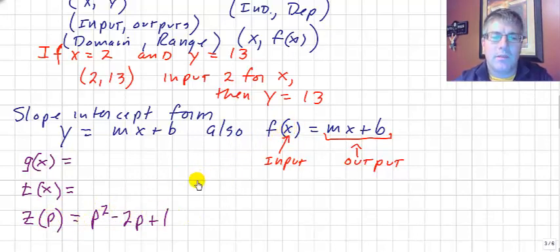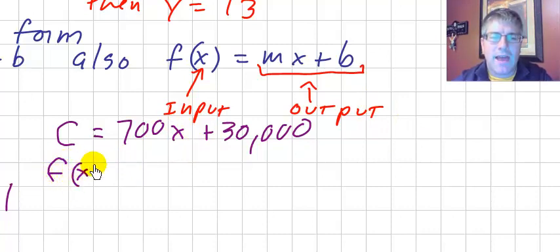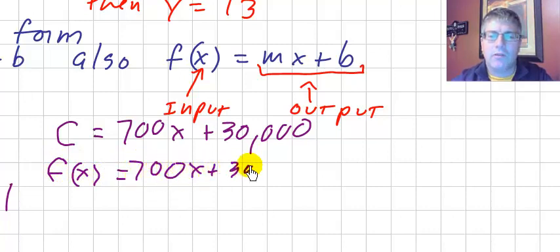So we had a question on the most recent test where cost was equal to like 700x plus, I don't know, 30,000. Where our output was our cost based on the number of items. And it said, if we had 900 items, what would our cost be? So our function f of x would be 700x plus 30,000.